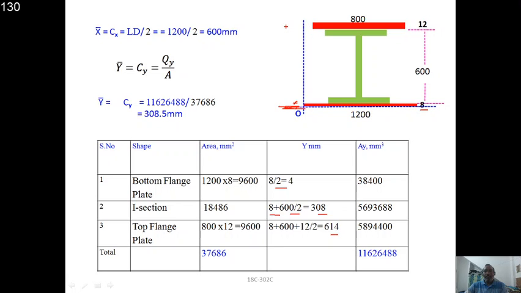And for the top flange plate, which also does not originate from the Y origin, we need to take the heights of the bottom flange and the I section. Therefore, add 8 and 600 and half of the thickness of the top flange plate. After obtaining Y1, Y2, Y3, get the product of the area and the individual Ys to get the first moment of area. Then summate the areas and the first moments of area.